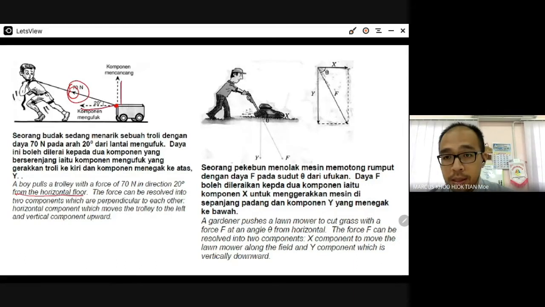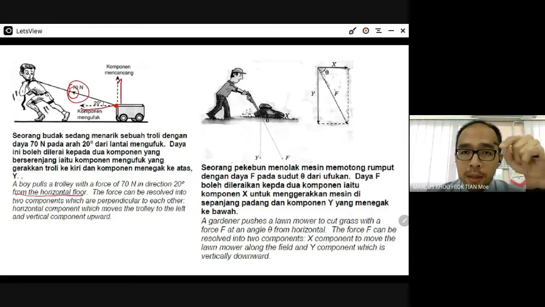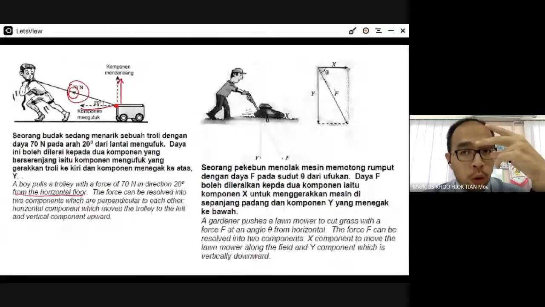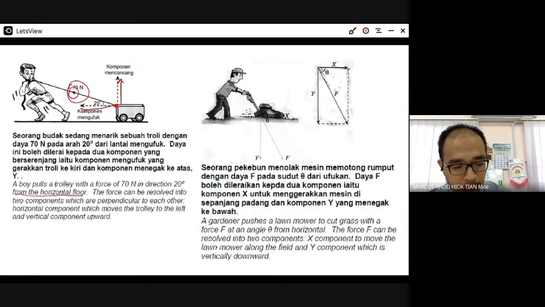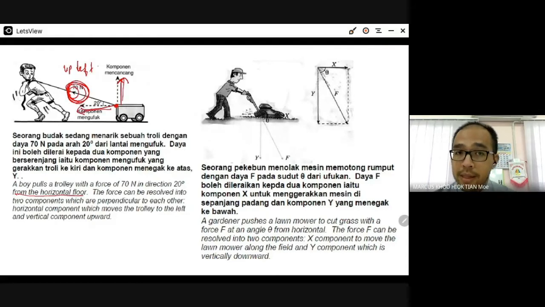The important point to note is this: where your force starts, the point where it begins, is where you start to resolve it. And you only resolve into two components, which are vertical and horizontal. Because this force is going up and left, the vertical component is up and the horizontal component is going to the left.